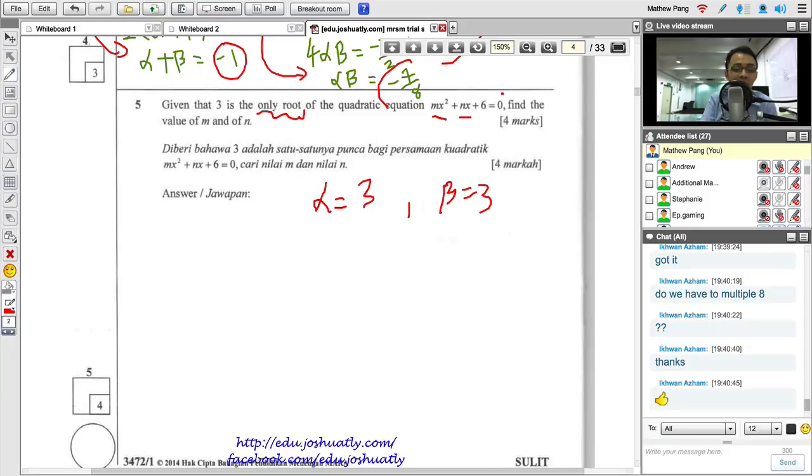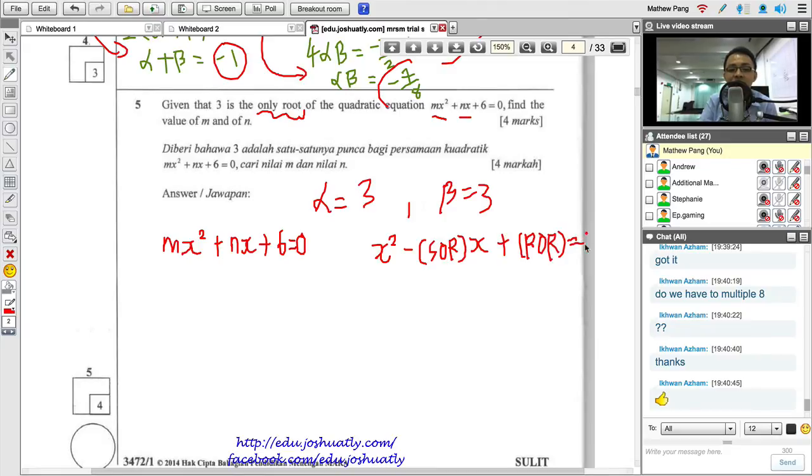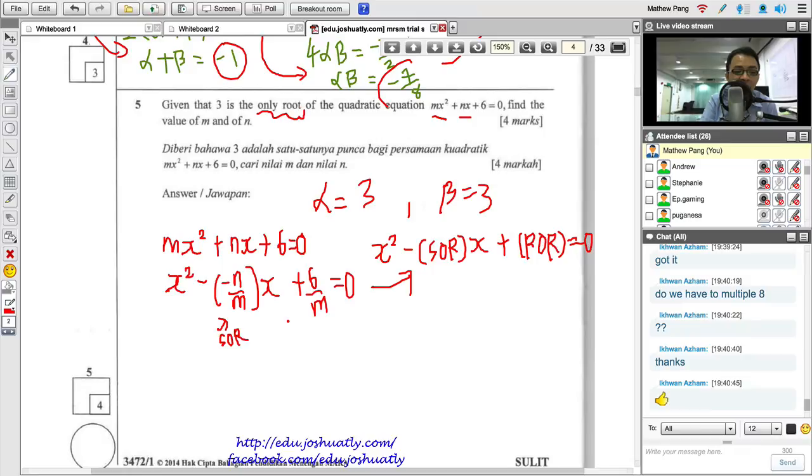So from here, I try to change to the format just now. This is mx squared plus nx plus 6 equals 0, right? So we got the formula just now, x squared minus sum of roots x plus product of roots equals 0. So over here, I divide m for every single one, and this one I separate, I become x squared minus n over m x plus 6 over m equals 0. So you see, I'm trying to change this one into this pattern. Then only I do the things. So we know this one is sum of roots, isn't it? And then we know this one is product of roots, isn't it? So from here, I will get some information.